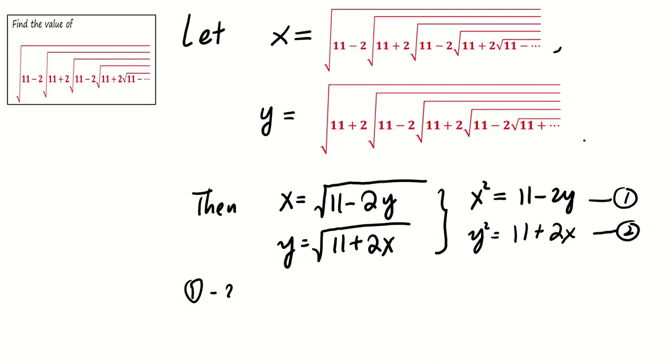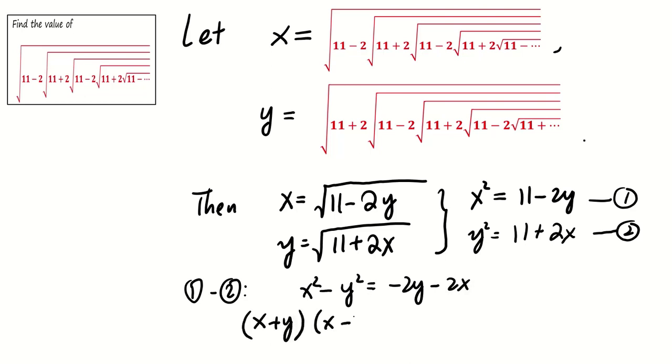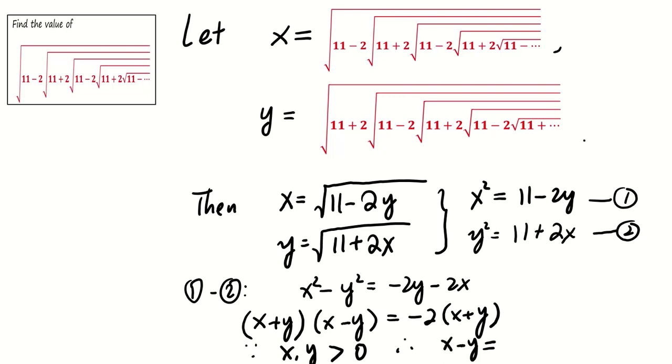Now consider equation 1 minus equation 2. We obtain x squared minus y squared equals negative 2y minus 2x. So factorize the x squared minus y squared, (x plus y)(x minus y). And for the right hand side, it is negative 2(x plus y). Since x, y are both positive, we can divide both sides by x plus y, and we are left with x minus y equals negative 2.